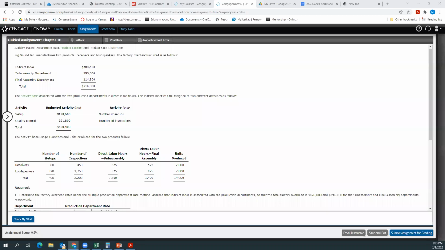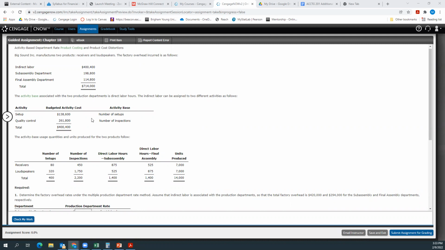Hey everybody, welcome to the guided assignment for chapter 18. So this is activity-based department rate product costing and product cost distortions. So let's just hop into it.